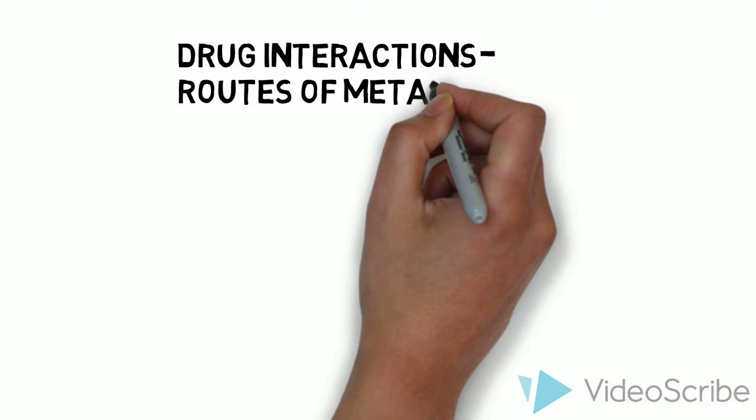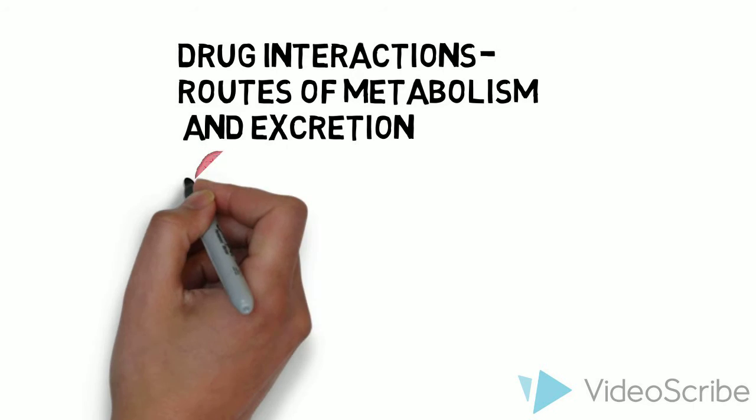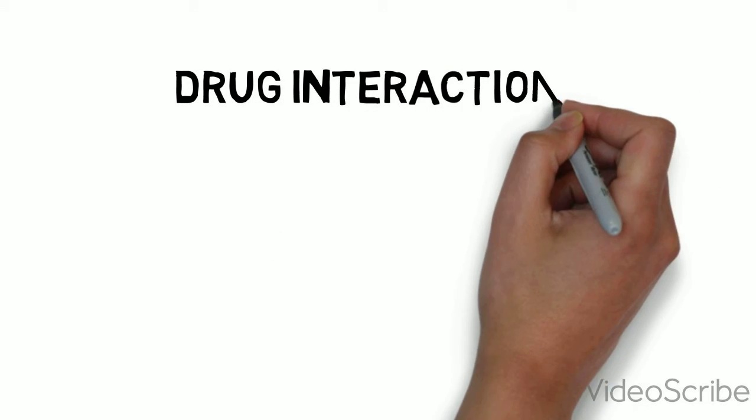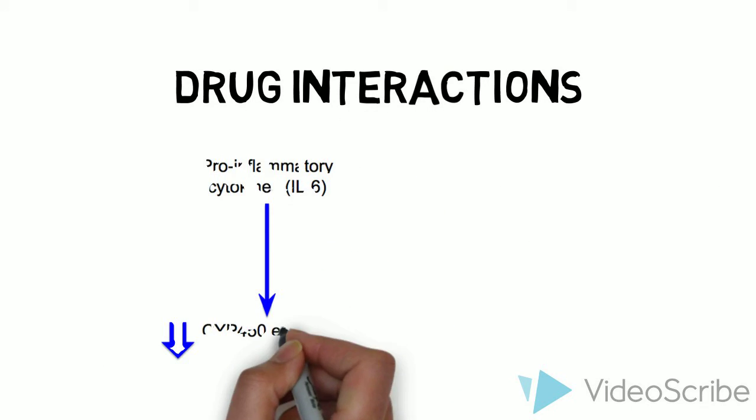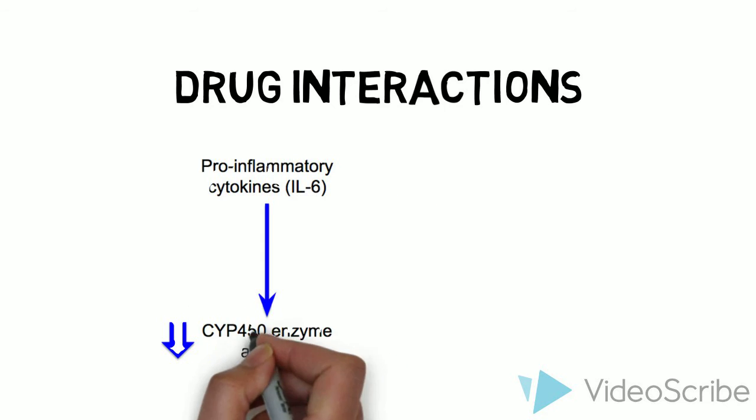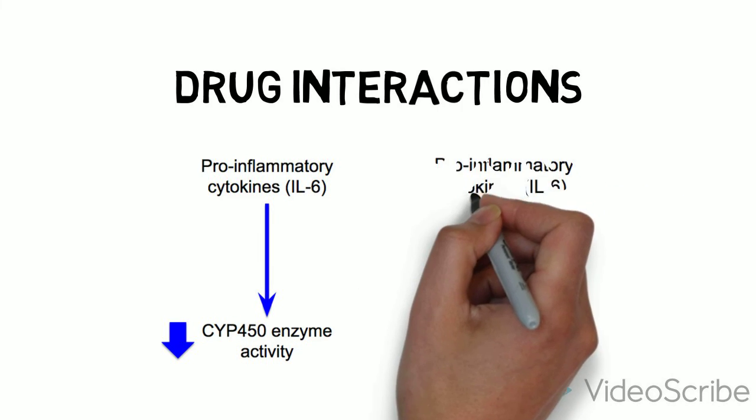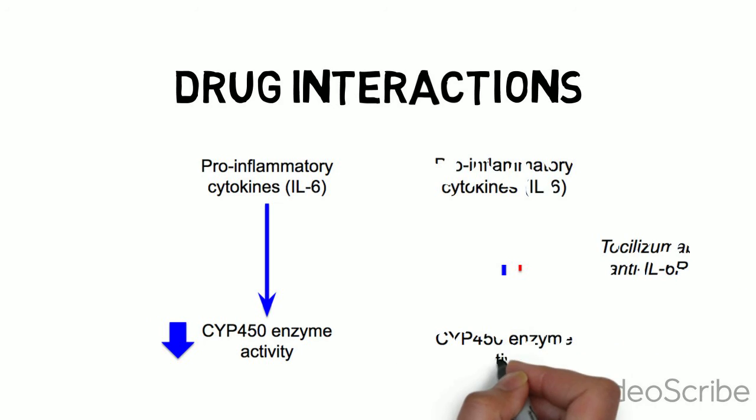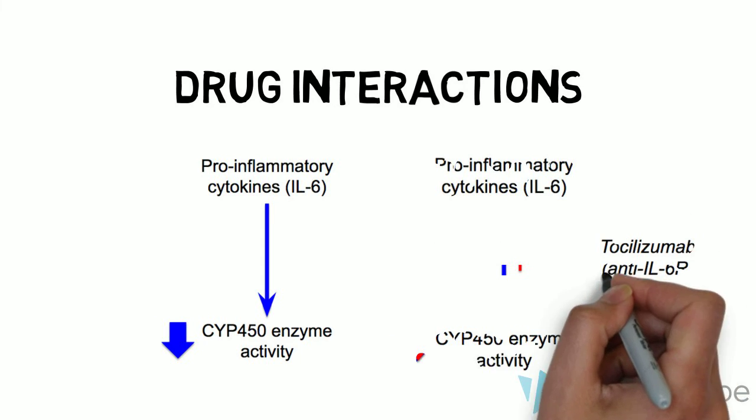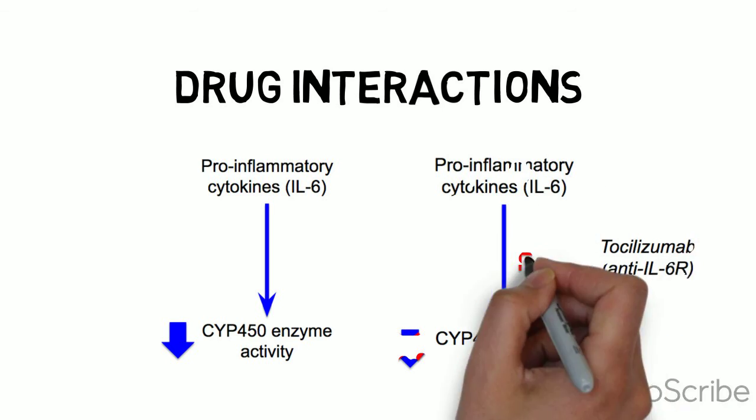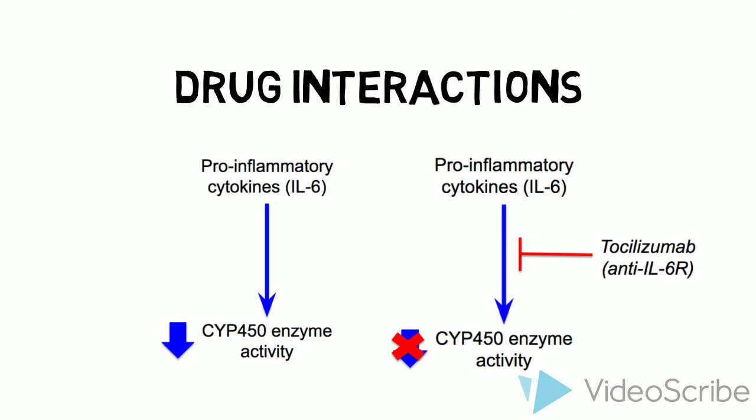Antibodies are not metabolized by CYP450 enzymes, but they can influence the hepatic clearance of small molecule drugs by an indirect mechanism. Pro-inflammatory cytokines such as IL-6 suppress CYP450 enzyme expression and activity, reducing the metabolism of small molecule drugs. Tocilizumab can increase CYP450 expression under conditions of inflammation, such as during rheumatoid arthritis, by inhibiting the action of IL-6. This results in increased metabolism of small molecule drugs, reducing their half-life.